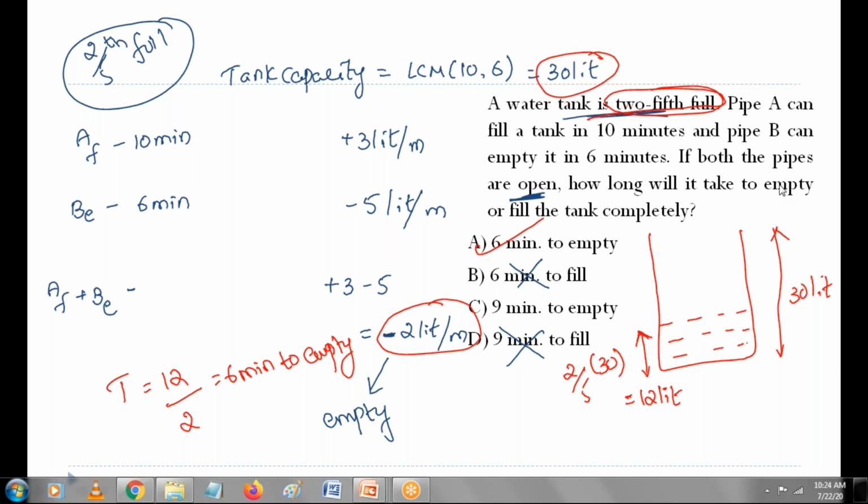If you want to make it 0, it is removing 2 liters per minute. So 12 by 2, it takes 6 minutes to empty the tank. Is it? Very good. Now I'm changing a small thing here.